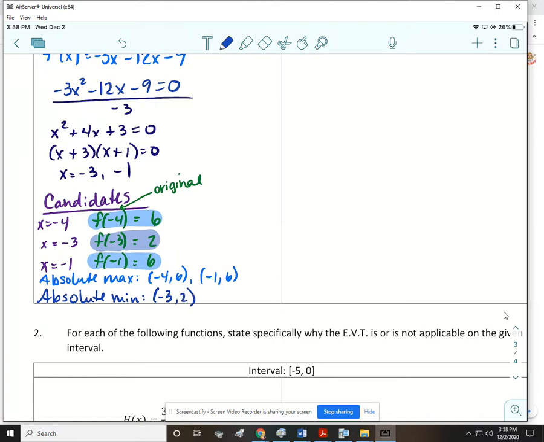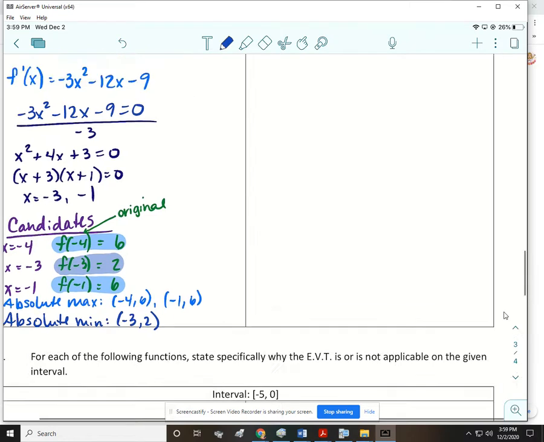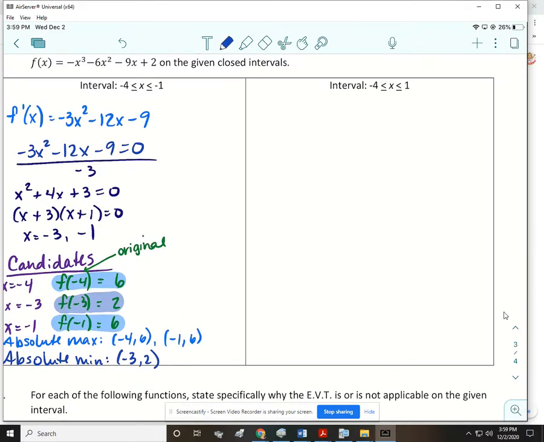Now, if it just said, what is the absolute maximum, you would say 6 is the absolute maximum. Or if I said, what is the absolute minimum, you would say 2. That's like asking, who is the 3rd president? You would say Thomas Jefferson. But we're asked to locate them, so you're asked to tell where they live. I know, it's kind of confusing. I'm sorry. All right, this next box is a different interval.